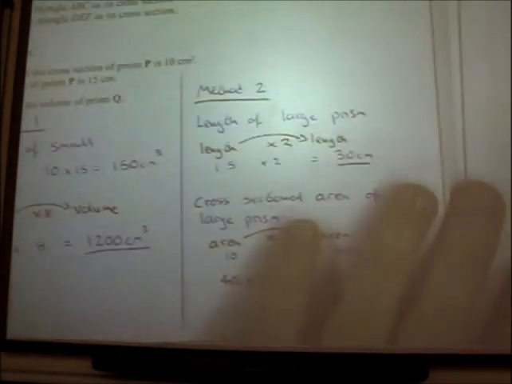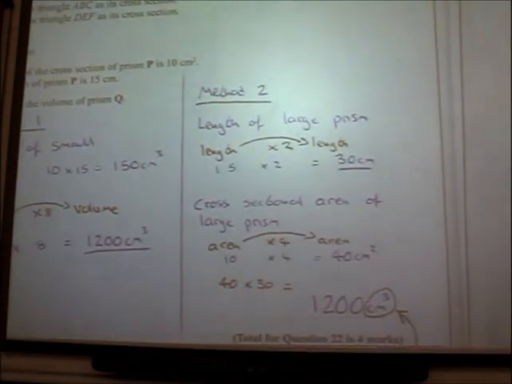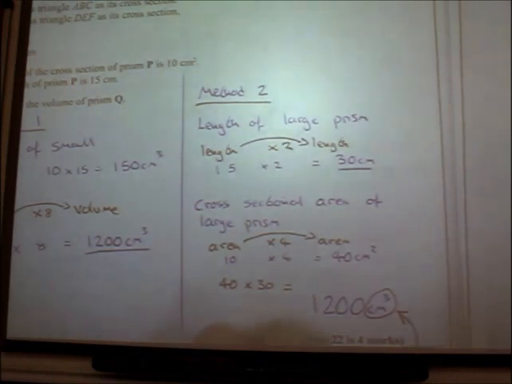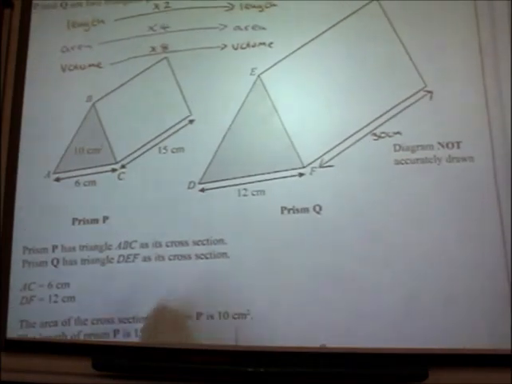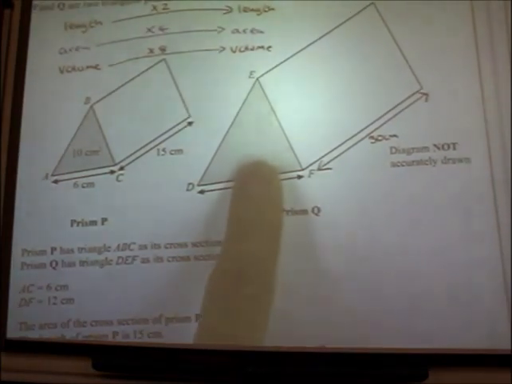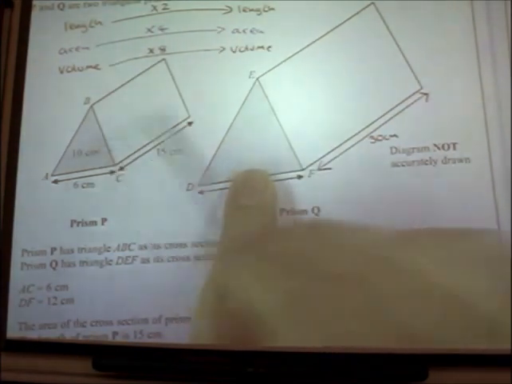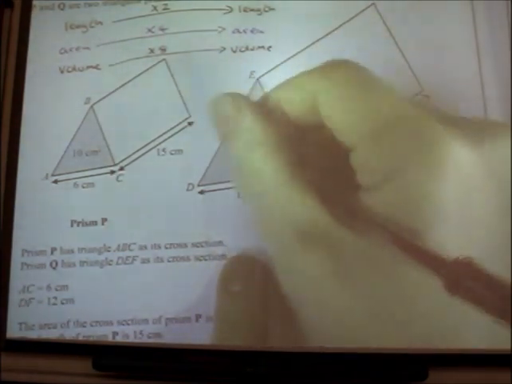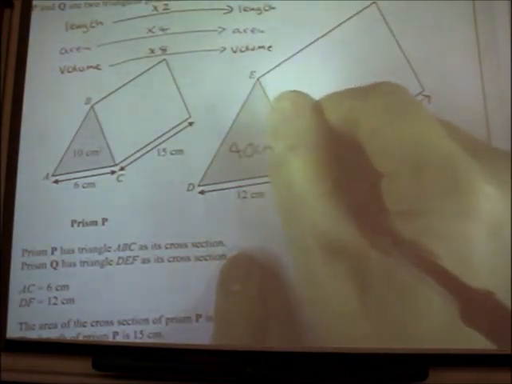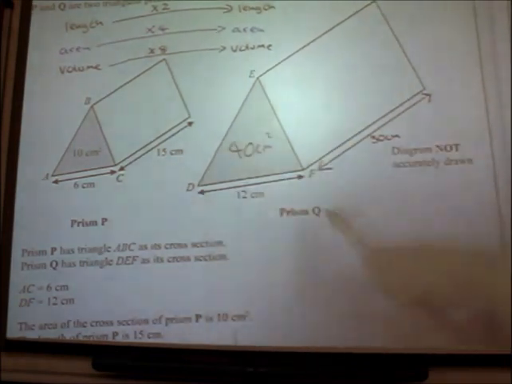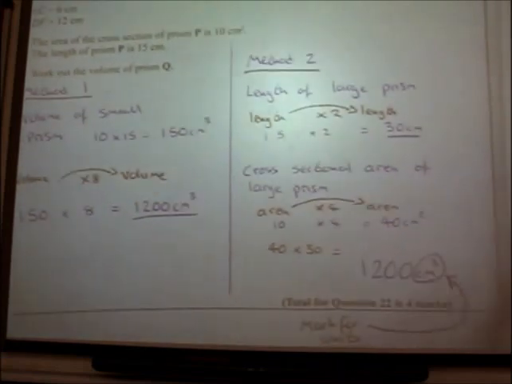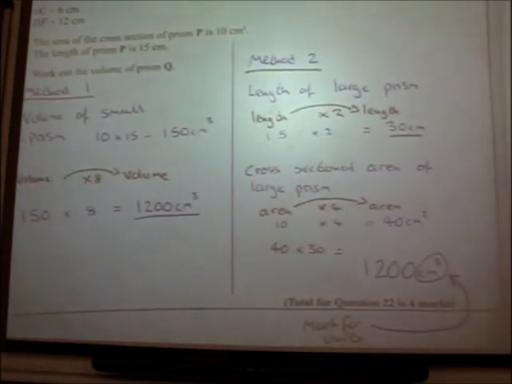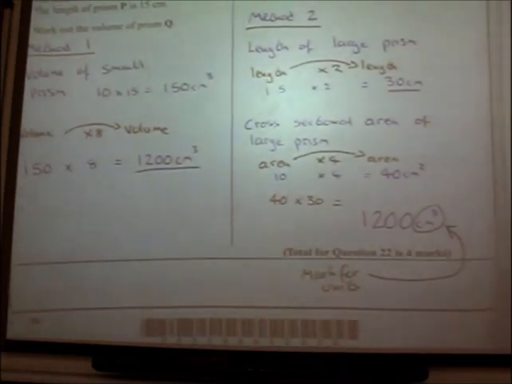The other way is to find out the length of the larger prism, which I've done, because I've noticed it doubles, so it's 30, and that's something I've shown you up here. The next thing you've got to do is work out the area of the cross section. Area times by 4, so 10 times 4, that will be 40 centimetres squared. So now I know the area of the cross section and the length. I just multiply them together, 40 times 30, which is 1,200 centimetres cubed. So you get the same answer both ways.